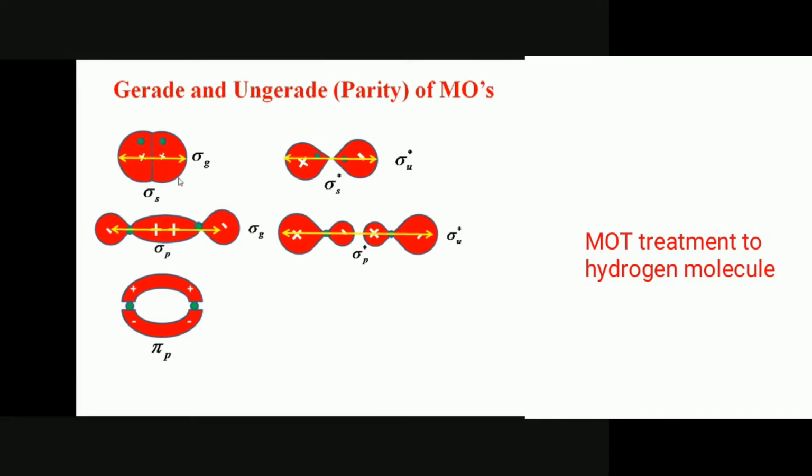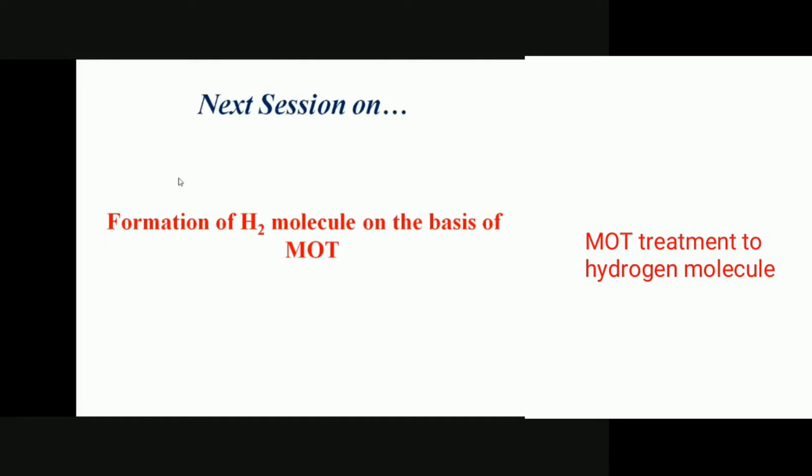Last but one, this is pi, and if we look here, this is not symmetrical, because if we start from positive, it ends in the negative, so it will be ungerade. And the last one, that is antibonding pi orbital, will be symmetrical, so it is represented by g, gerade.